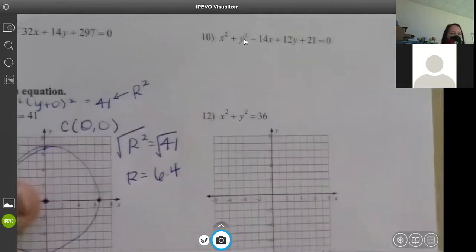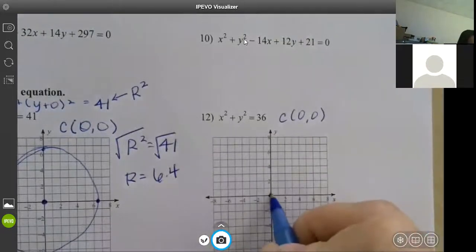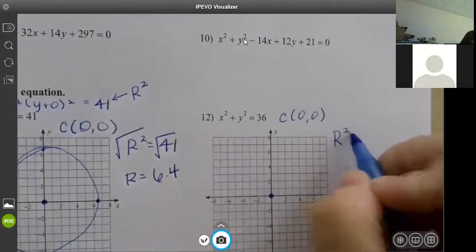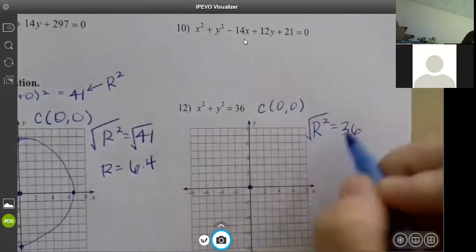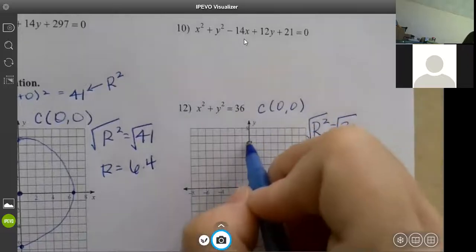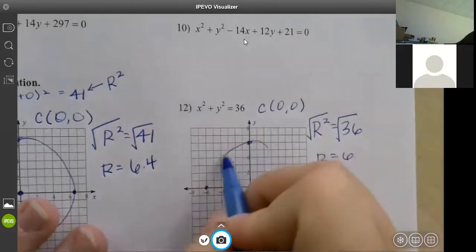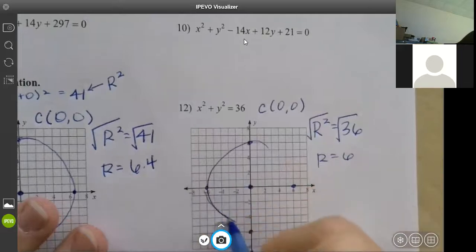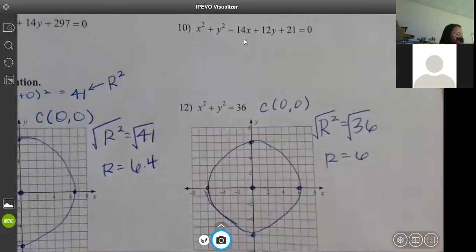Number 12. What's your center if there's nothing with x and y? 0, 0. Your radius squared is 36. So what does that mean your radius is? You take the square root. Your radius is 6. So we go 6 up, down, left, and right. And again, it's a big circle, so it's kind of hard to do. But make it the best that you can. Sorry, my circles are terrible today. And that's it. We will come back to these other ones, okay? We're going to do this again. Is everybody okay with 11 and 12?